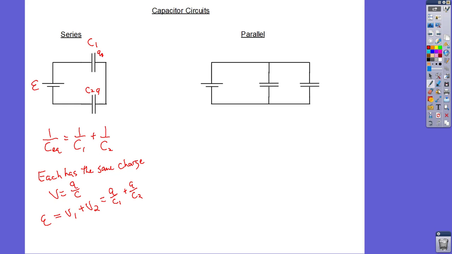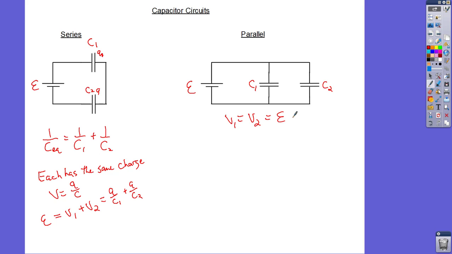And in parallel, we know, again, if you think about the loop rule, as we go around each way, the thing that has to be the same is the voltage drop across each one. There are two paths, and because of the loop rule, we know that V1 has to equal V2, and they both have to equal that.